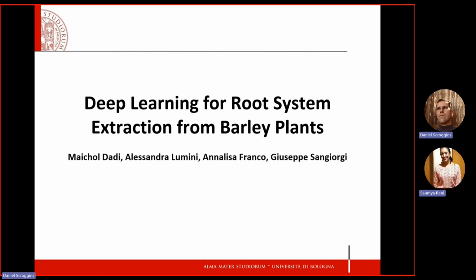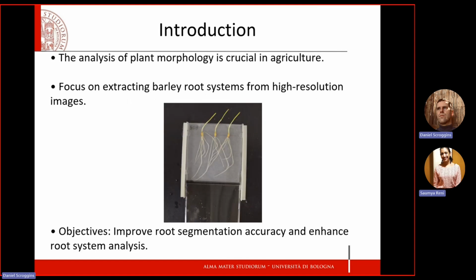Okay, thank you. Welcome everybody. I represent this work about deep learning for root system extraction. This is a collaboration between the Department of Computer Science and of Agriculture of University of Bologna.